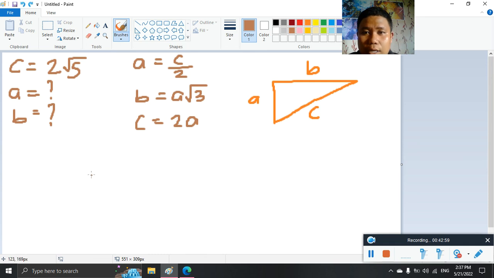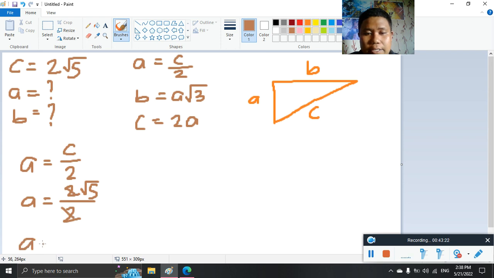Okay, so A equals C over 2. Substitute the value of C, which is 2 square root of 5. So A equals 2 square root of 5 all over 2, cancel out. So therefore A is equal to square root of 5. So that is the answer.